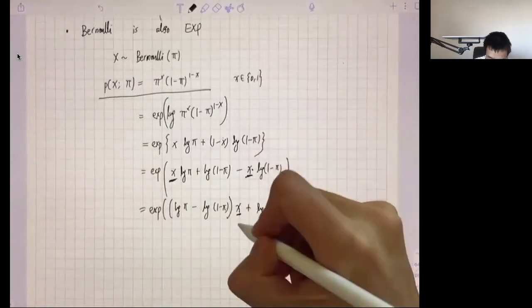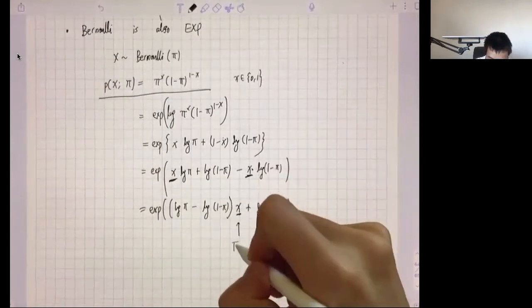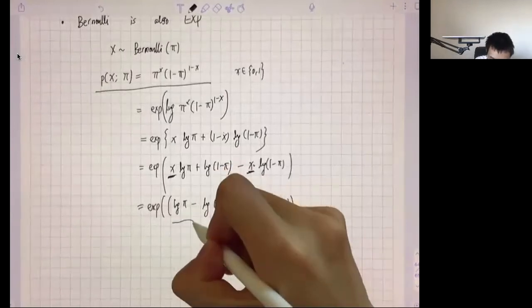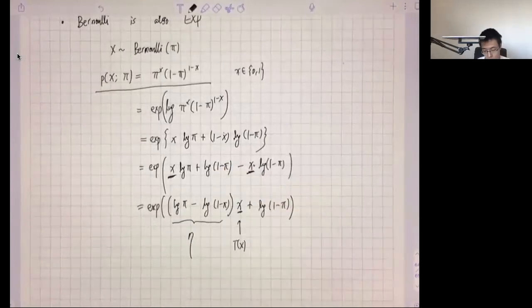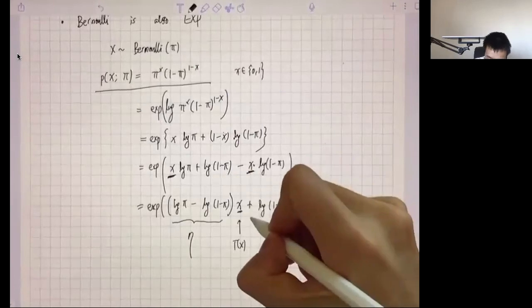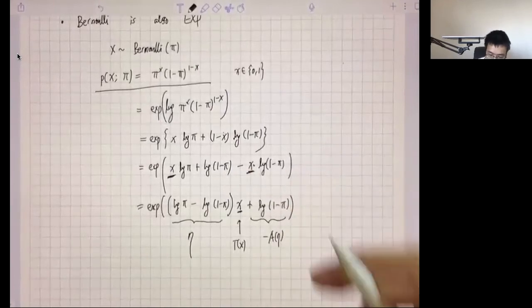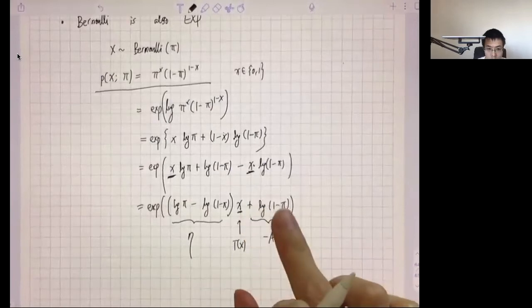In this case, x is my sufficient statistic. So I only have one sufficient statistic. As long as I can count the average, or as I can count the expectation of it being 1, then I know the Bernoulli distribution. I don't need the specific information of every data sample. Right? And this is my eta, my natural parameter. Okay. This is minus A of eta. So A of eta is minus log 1 minus pi.